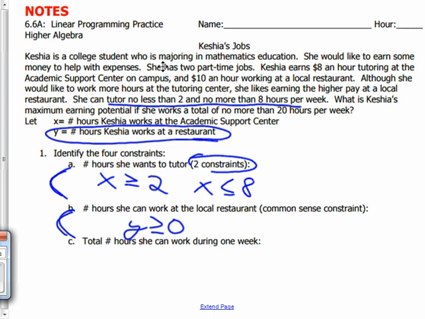Total hours she can work during 1 week. Well, in general, most people look to go for 40 hours a week. They're full-time, but she's a student, so, here it is. A total of no more than 20. So, how do I say total? It involves an X. It involves a Y. X plus Y. Total of, and then how do I say no more than 20? Less than or equal to 20.